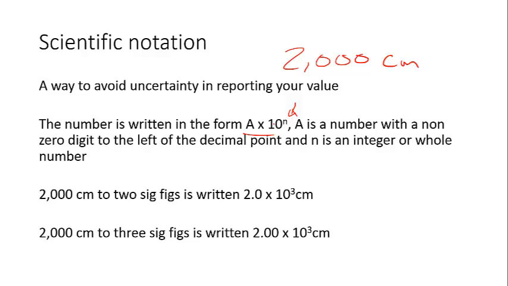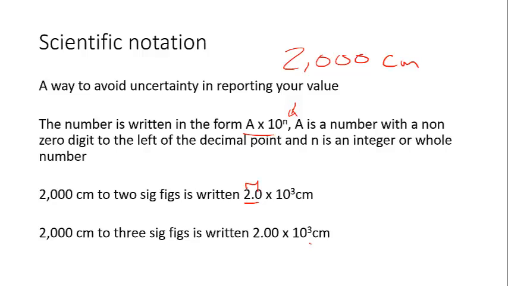If the measurement of 2,000 centimeters is precise to two significant figures, it would be written as 2.0 times 10 to the third. So here are two numbers, and that indicates this number here has two significant figures. Now, on the other hand, if it's precise to three significant figures, you would write the number as 2.00 times 10 to the third centimeters.